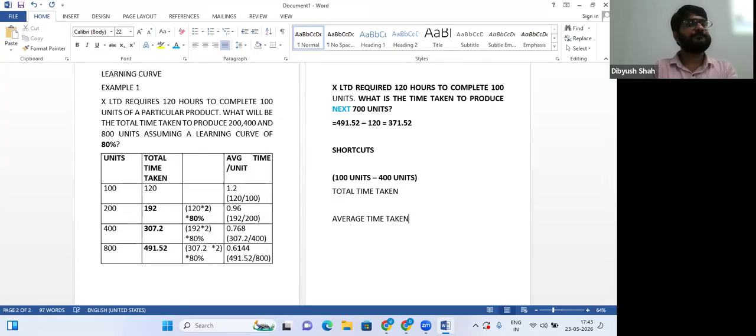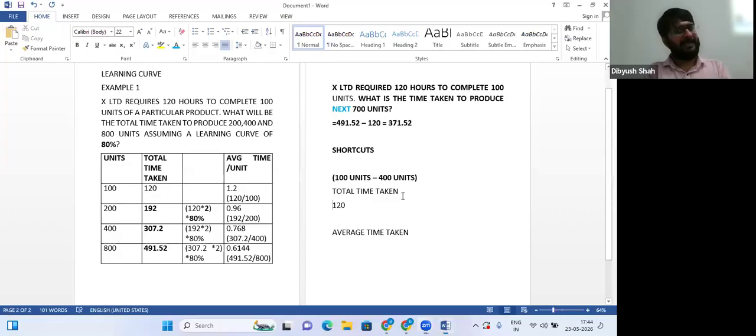Correct? Same question. I'm not going to change the question. So total time for the first 100 was already given. Now remember, I can go directly from 100 to 400. I just need to understand how many times it will need to double for 100 to reach 400. Once it doubles, it becomes 200. Second time it doubles, it will reach 400.